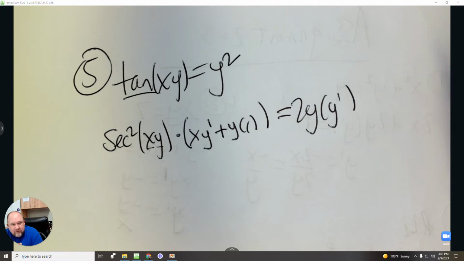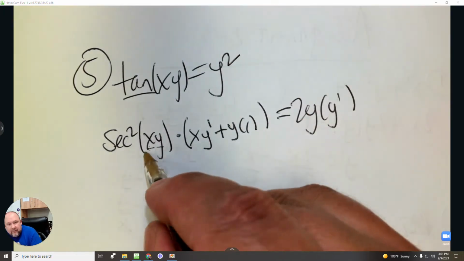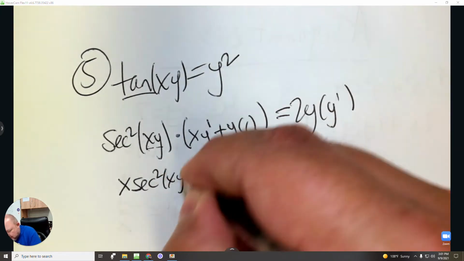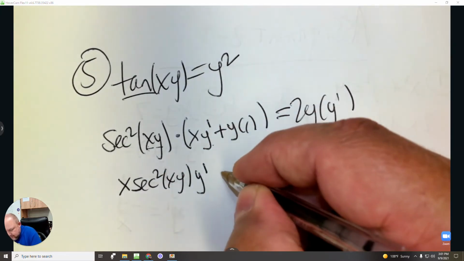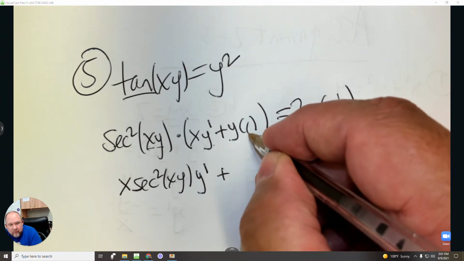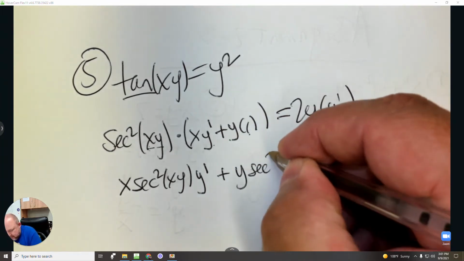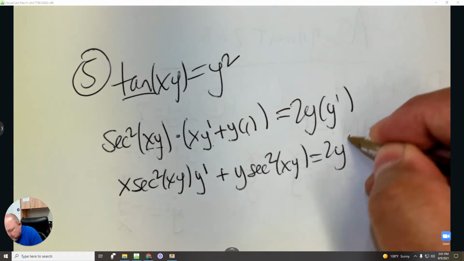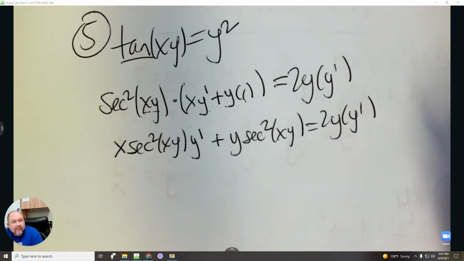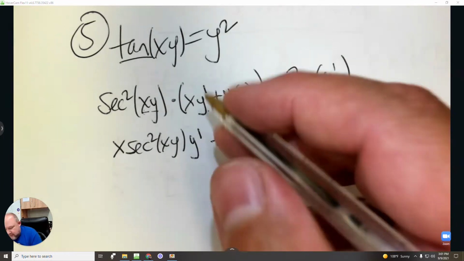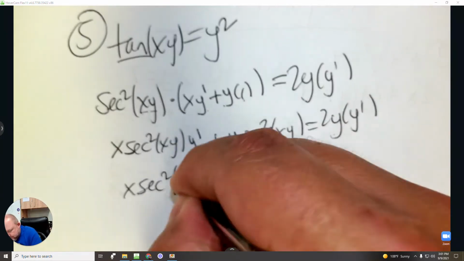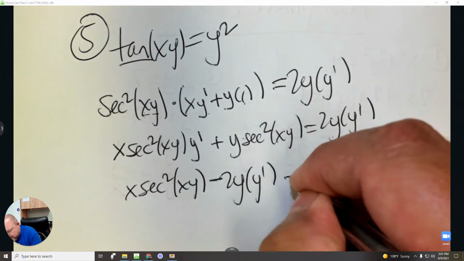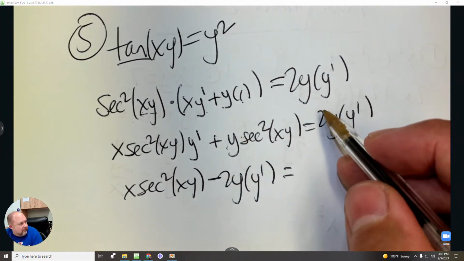So I'm going to distribute here. So if I multiply this together, I got x times secant squared xy with a y prime. Y times 1 is y, so I have y times secant squared xy is equal to 2y y prime. Alright, I'm going to subtract this to the other side. And I'm going to subtract this to the other side.